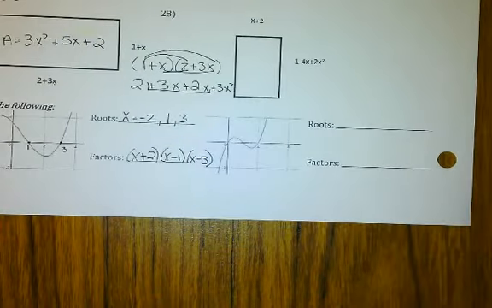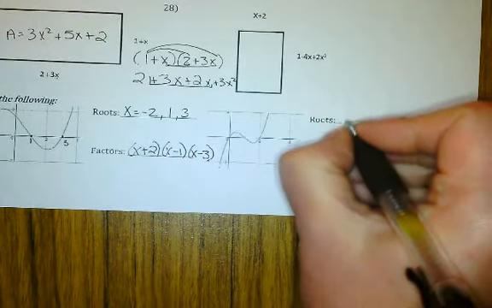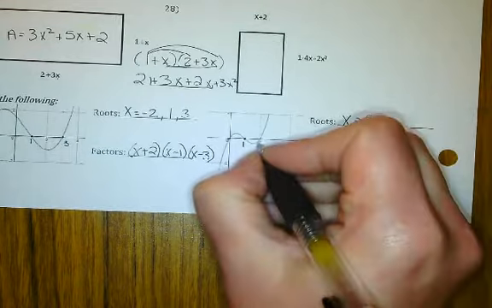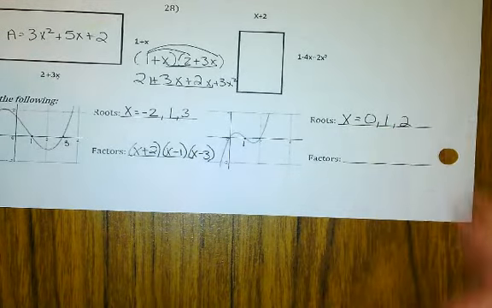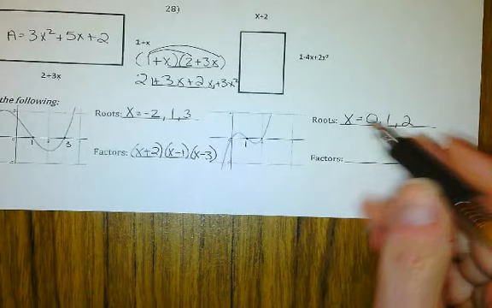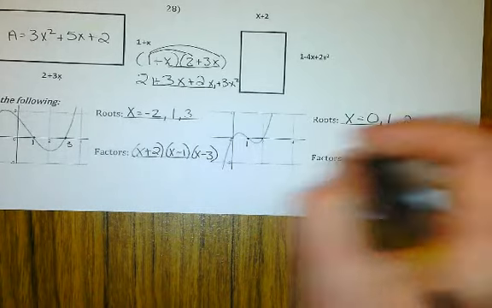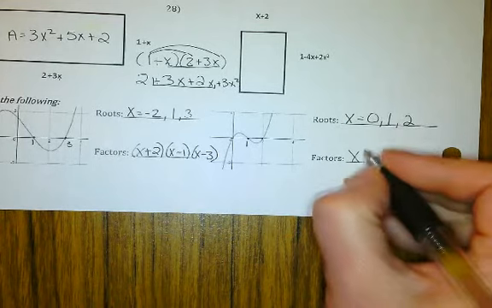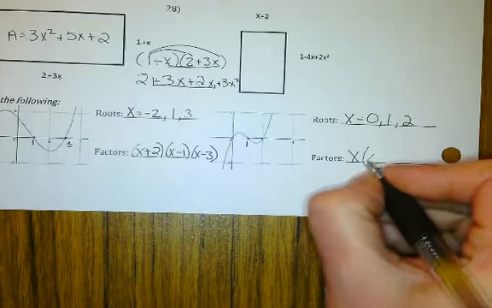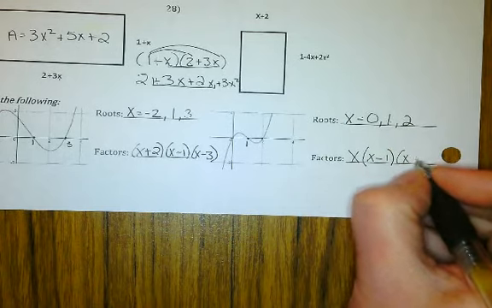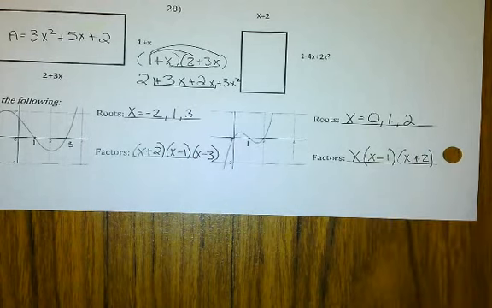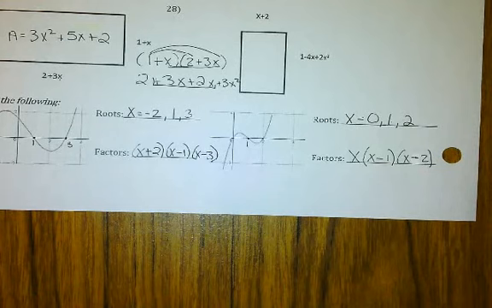Okay, on the last one here, again, I'm looking at the roots. I've got 1 at 0, so x equals 0, x equals 1, and x equals 2. Now, to do the factors, the only thing that's kind of different about this is when it does 0. So when it crosses at 0, one of the factors is just an x. And then I do the opposites with the other ones. So x minus 1 and x plus 2. I'm sorry. Not 2, because it's the opposite. That should be a negative 2.